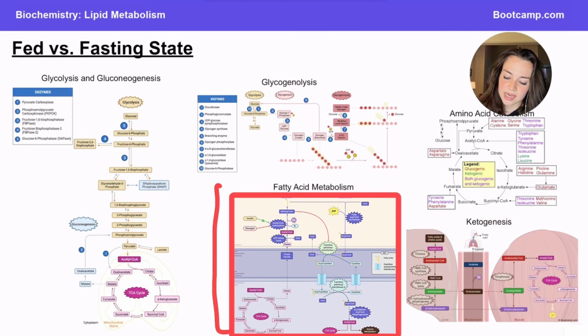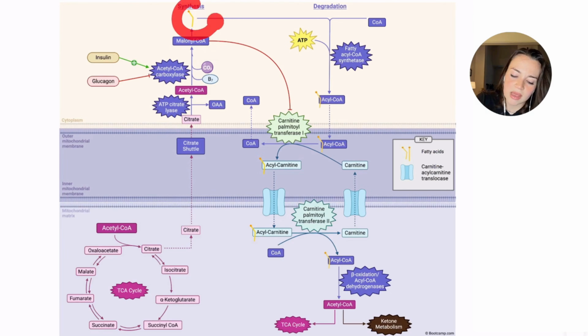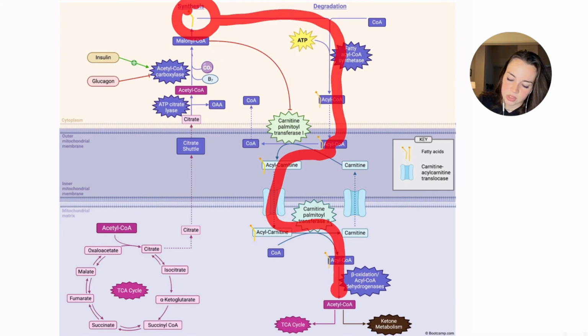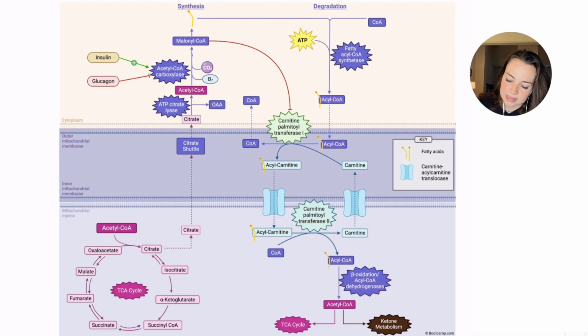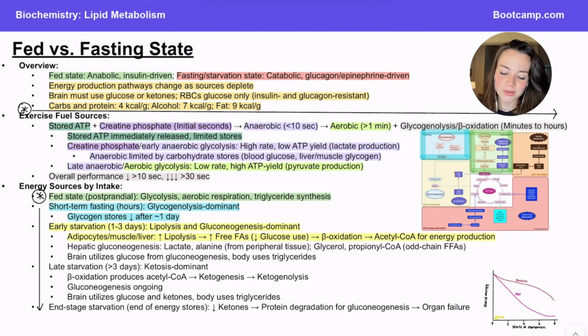On your summary slide here is the fatty acid metabolism pathway. And here was the pathway where we took fatty acids, brought them into the mitochondria, ran them through beta oxidation to eventually form acetyl-CoA, which could either join the TCA cycle or be used in ketone metabolism. And that's a great source of energy in our back pocket.